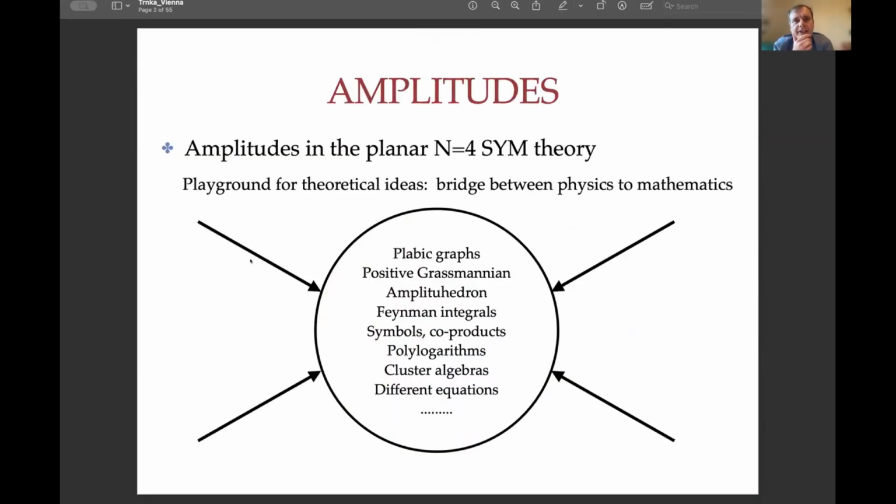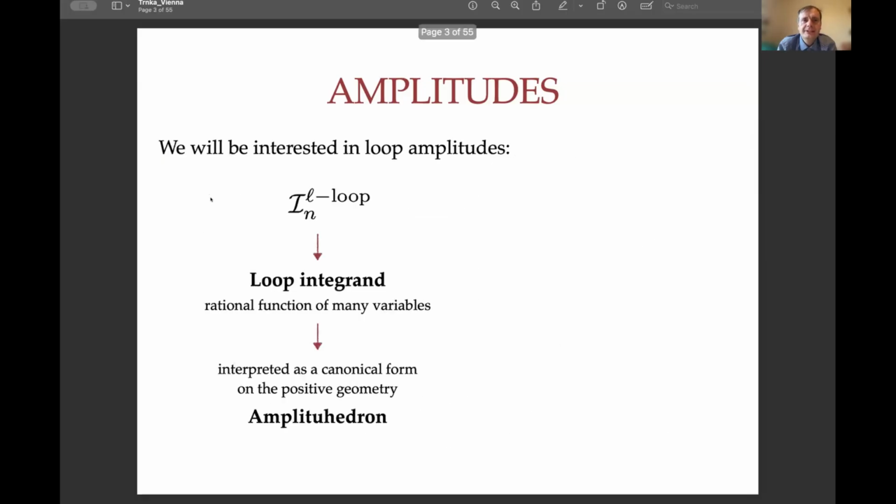Okay, so the topic of the talk will be amplitudes in planar N equals 4 super Yang-Mills as a playground for theoretical ideas, both in mathematics and physics. And we will use many of the ingredients here on the list and many of the recent developments in this talk and try to connect them through this negative geometry expansion.